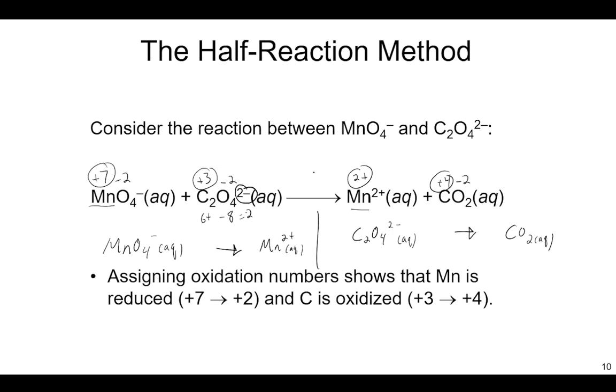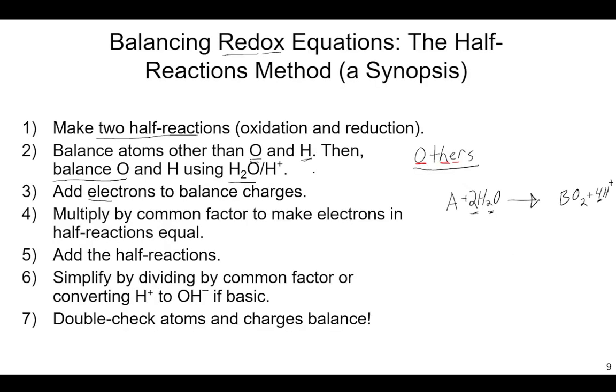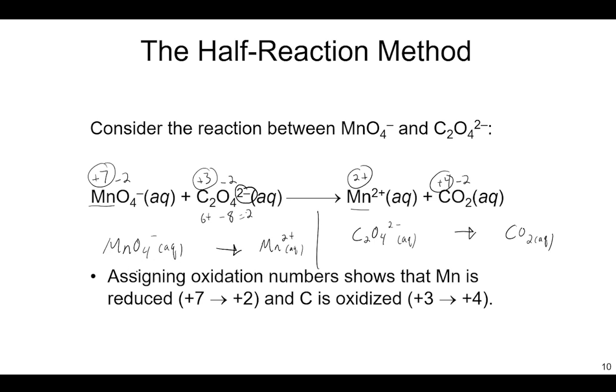Okay, so this is step one here. I have made two half reactions, one for oxidation and one for reduction. And I'm going to now balance these separately. So let's just choose one. Let's choose this oxidation reaction first, go through and balance that one.